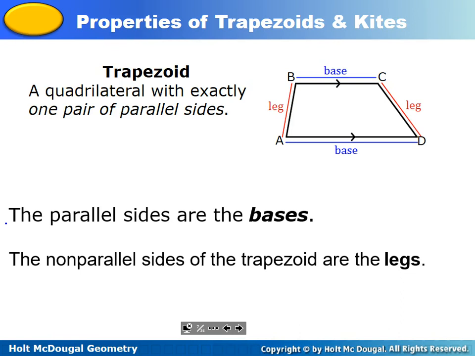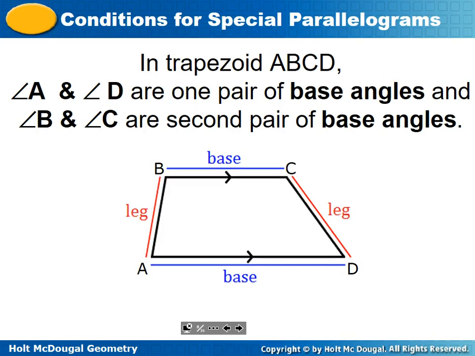So I want to talk to you all about the base angles now. So in trapezoid ABCD, one pair of base angles are A and D. So we're talking about these angles down here, A and D. Those are a pair of base angles. And then we've got angles B and C, and that's because they're at either end of the base.